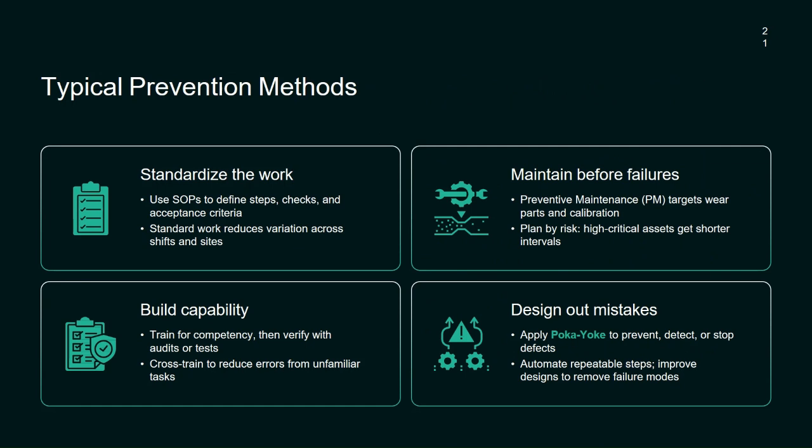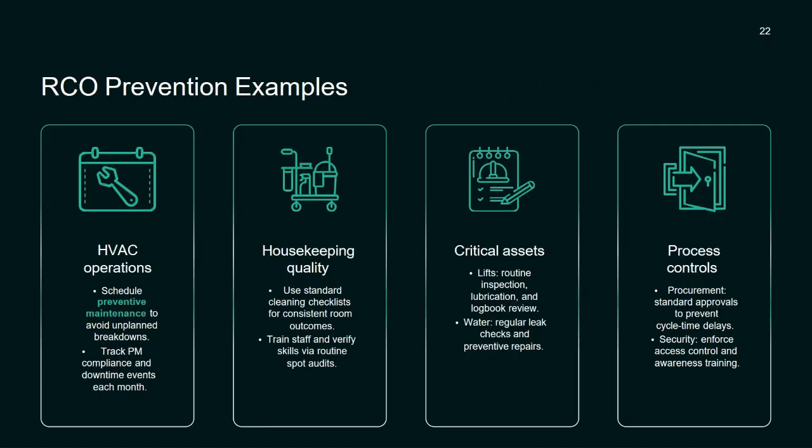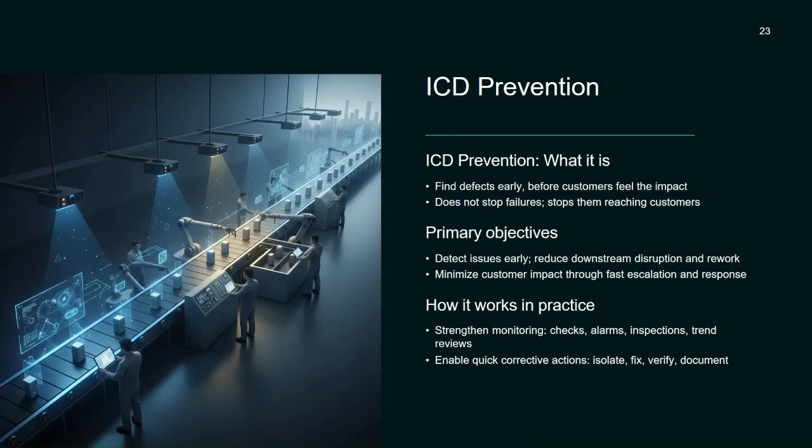Standardize the work, maintain before failures, build capability, design without mistakes. Apply poka-yoke and it will be a great method. RCO prevention examples in HVAC operations: schedule preventive maintenance to avoid unplanned breakdowns, track PM compliance, use standard checklists for housekeeping, critical assets, routine inspections, process control, procurement, everything reduces the occurrence. Don't allow a mistake to happen. That is what RCO basically means.